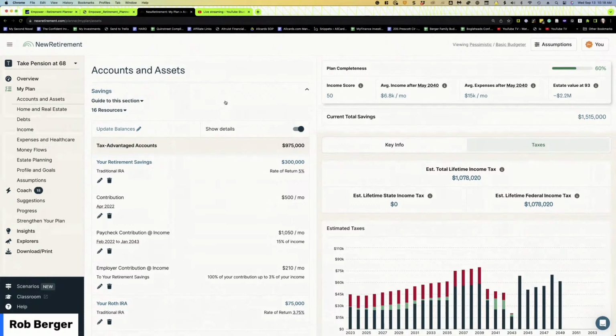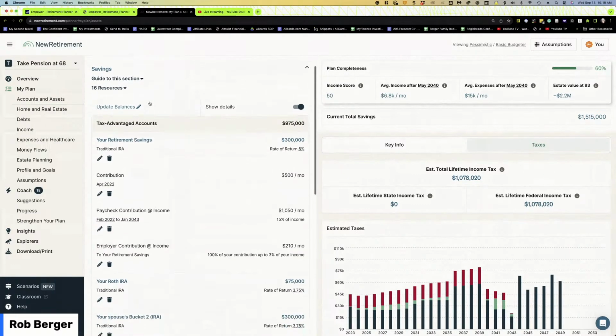Now, there's pros and cons. I like the fact that Empower just automatically uses historical returns and makes it easy, and it gives you some good information. On the other hand, I would like to be able to have some control over it to run some what if scenarios, and I can't do that in Personal Capital. I can do the recessions that we looked at. But with New Retirement, I can.